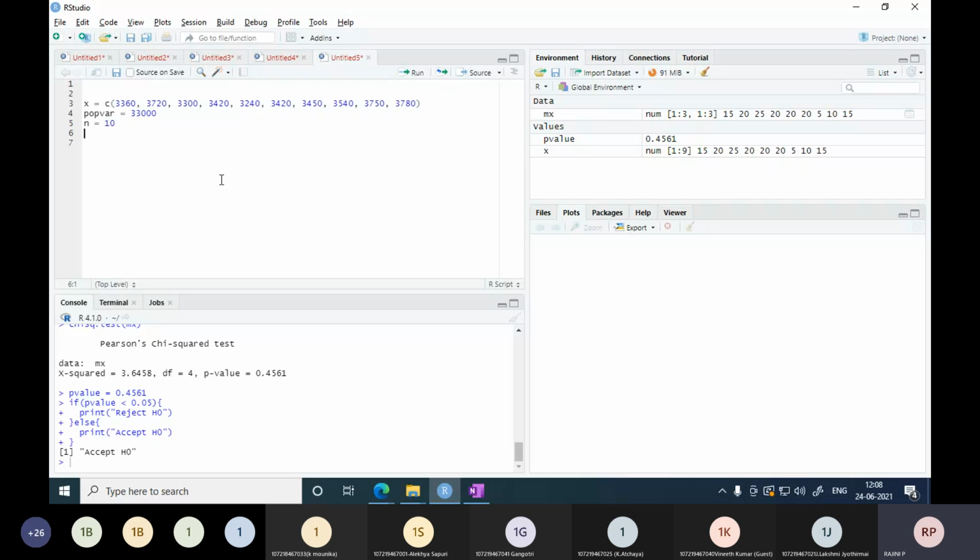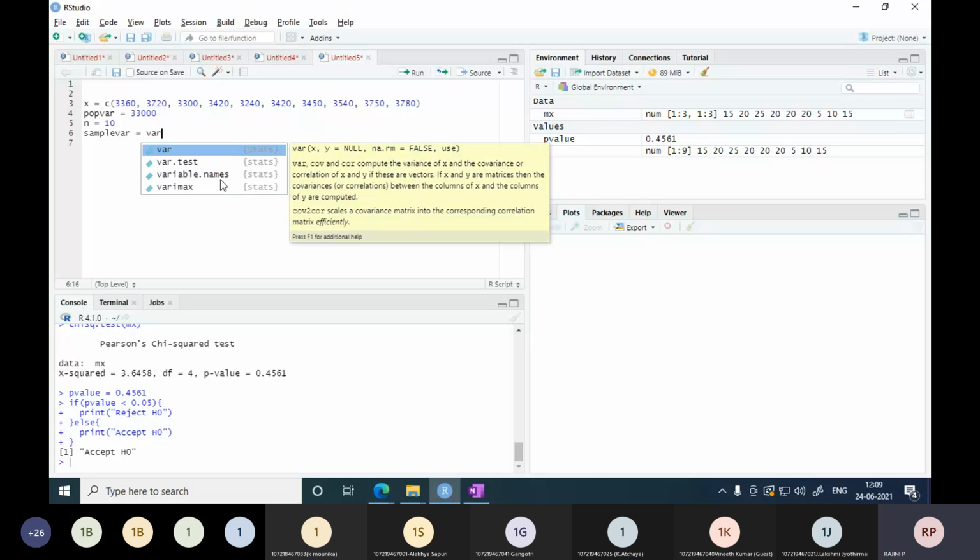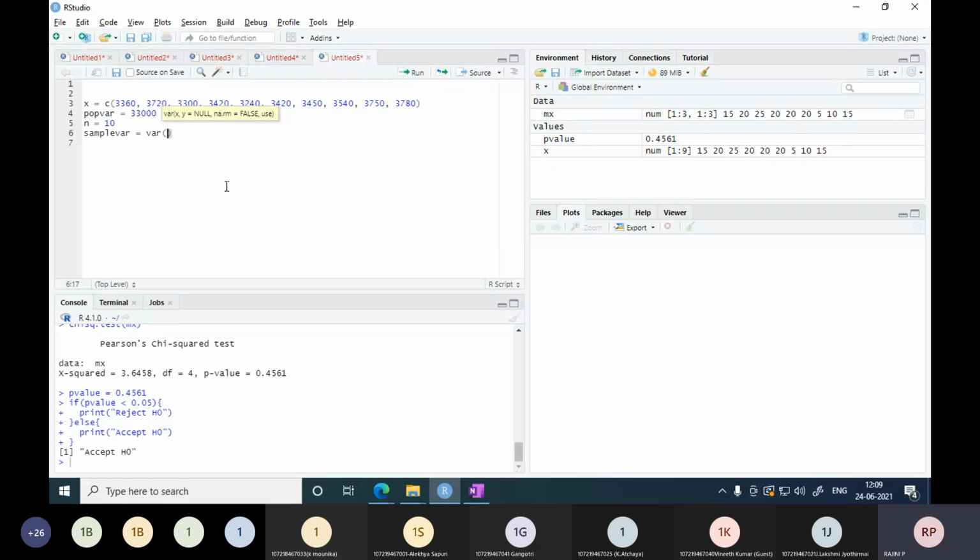And did they give the sample variance in the data? No, ma'am. Then how can we do it? Here you need to calculate the sample variance. So I'm writing that sample variance is equal to, what is that? Directly you can find it with the inbuilt function, variance, VAR, of this X. For all these values we need to find the sample variance, right? Yes, ma'am.